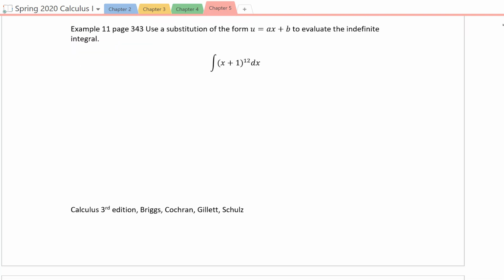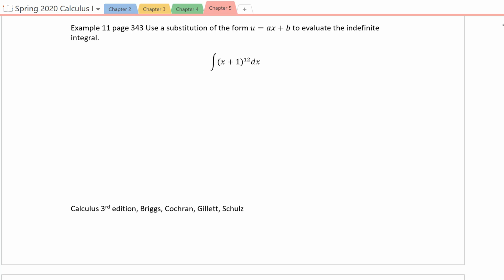Okay, let's do another one. Use a substitution of the form u equals ax plus b to evaluate the indefinite integral. They actually give us a lot of information. So here, just by looking at this problem, we realize that the interior function is x plus 1.